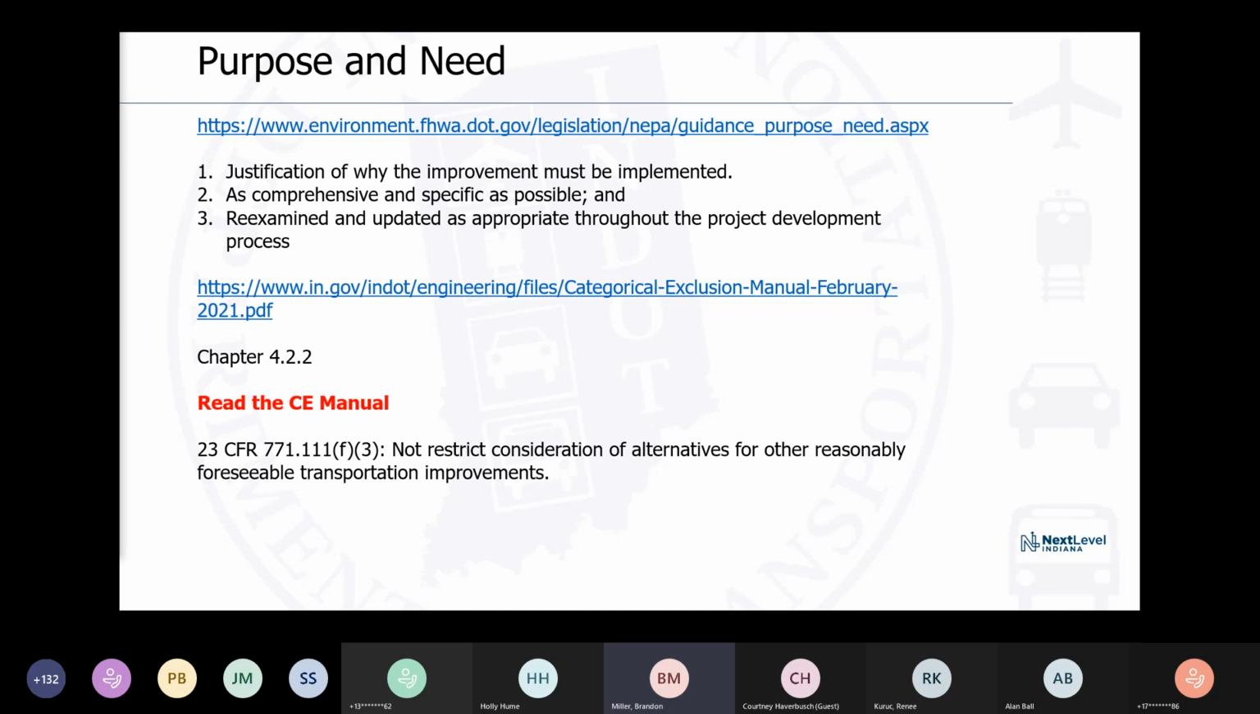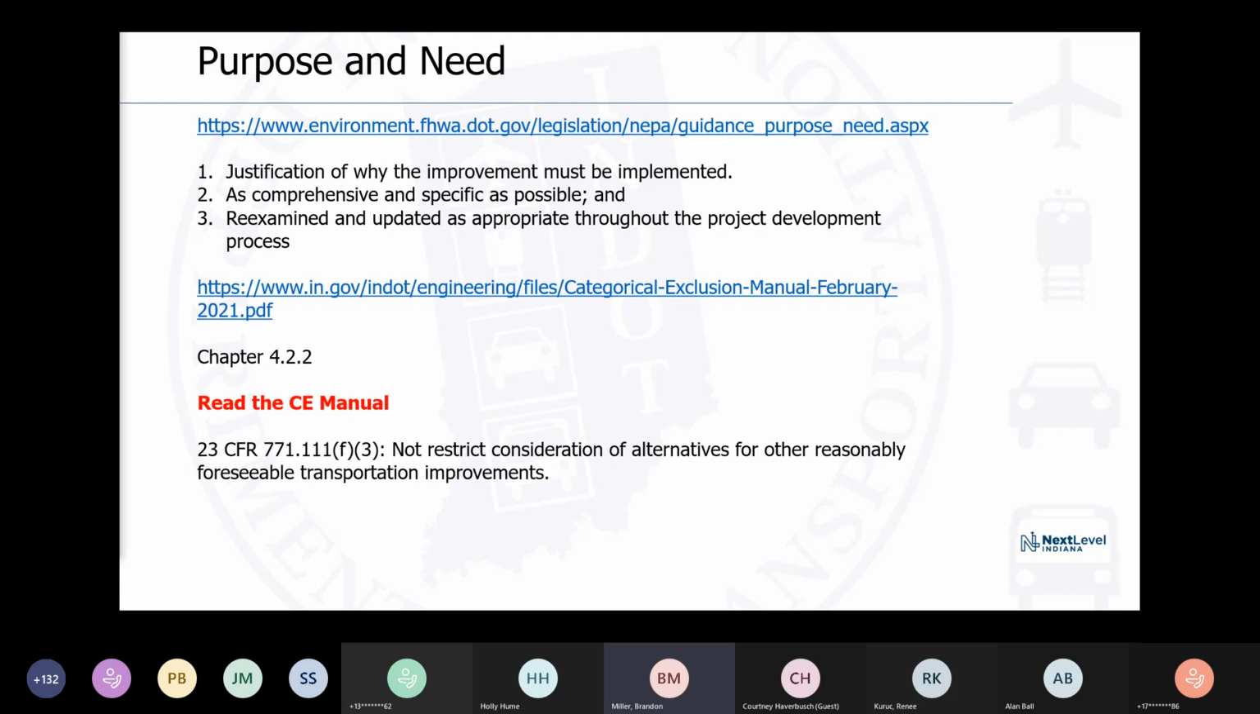I point that out because sometimes we get comments saying, well, I pulled the purpose and need from an engineering report. Why do I need to update it now? Well, they're not necessarily considering it in the NEPA framework, and sometimes you have to make it more understandable for the layperson and the public. So it can get refined.